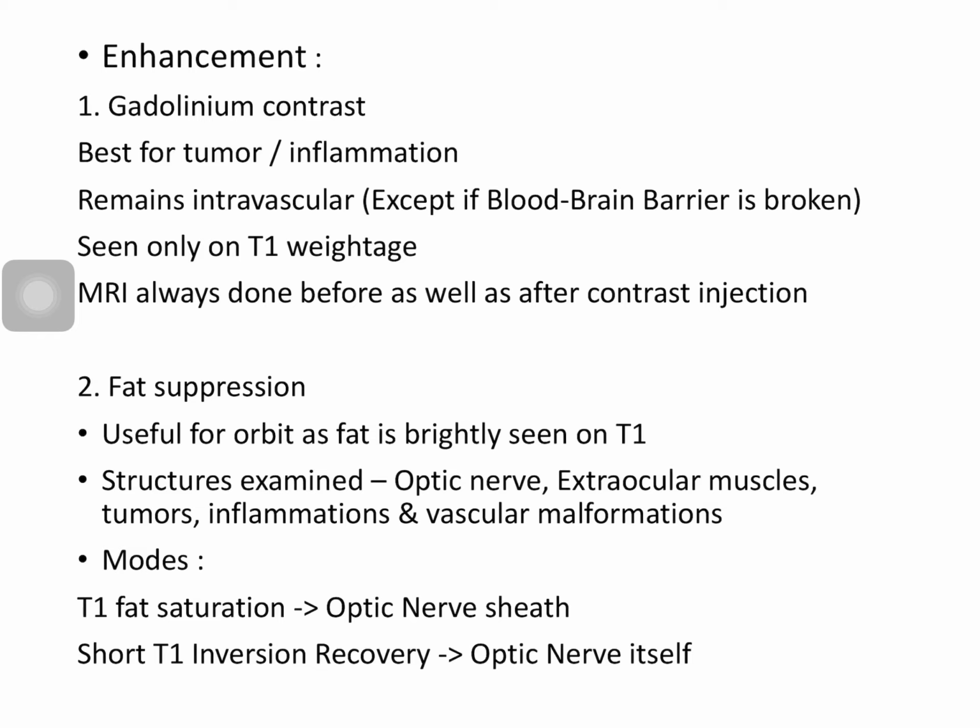The second technique I can use is fat suppression, and fat suppression is very useful in ophthalmology because the orbit has a lot of fat which is appearing white and brightly seen on T1. So what are the structures that I can look at after fat suppression? If I suppress the orbital fat impulses, then the rest of the structures start becoming prominent. Structures such as the optic nerve, the extraocular muscles, any tumors that might be present, inflammations or vascular malformations, which otherwise would have been obscured by this orbital fat.